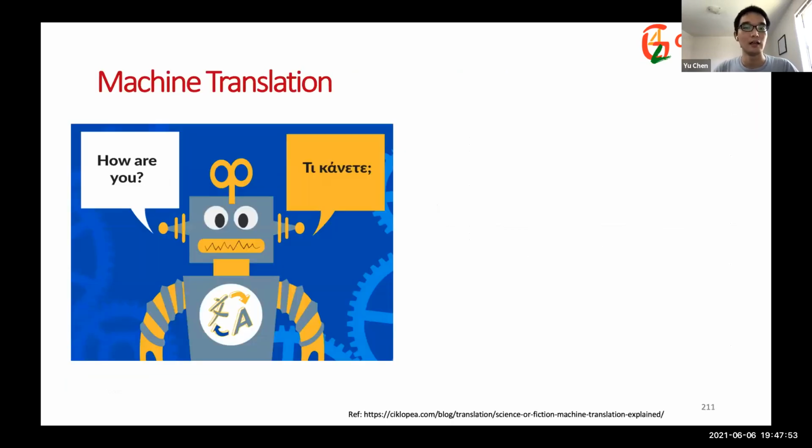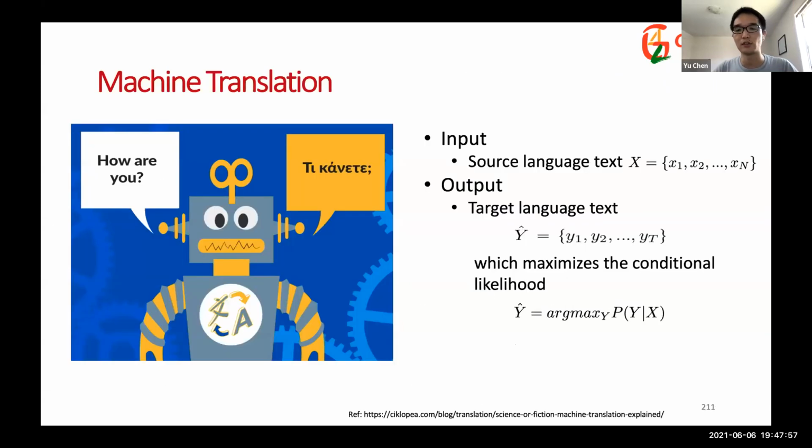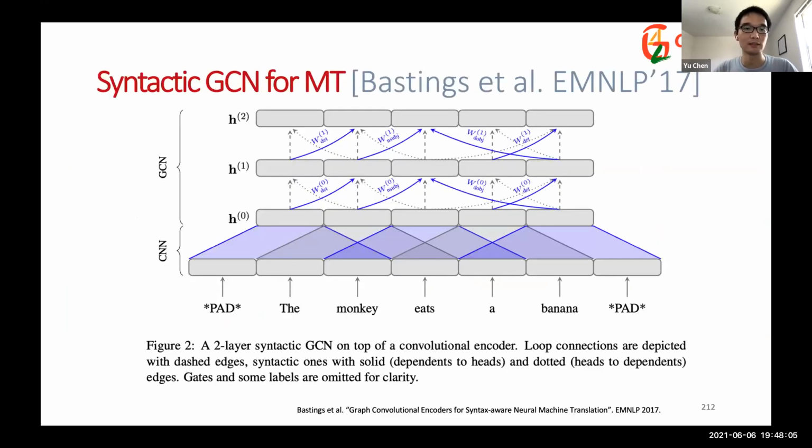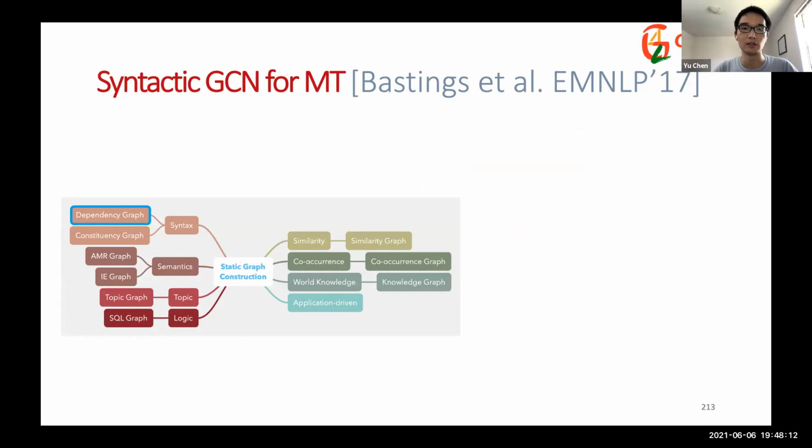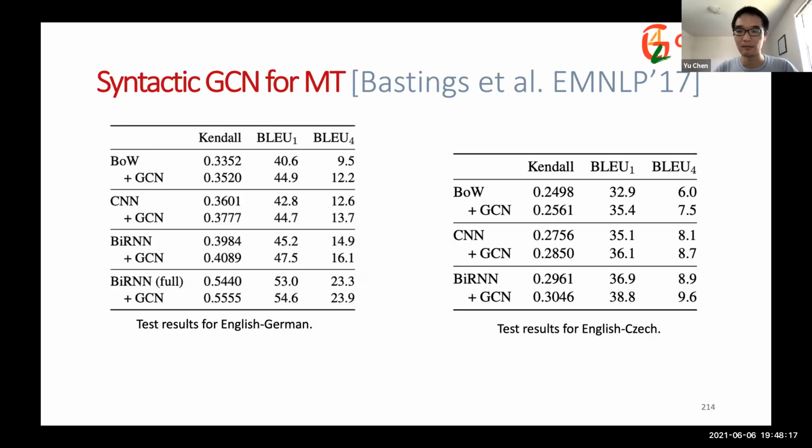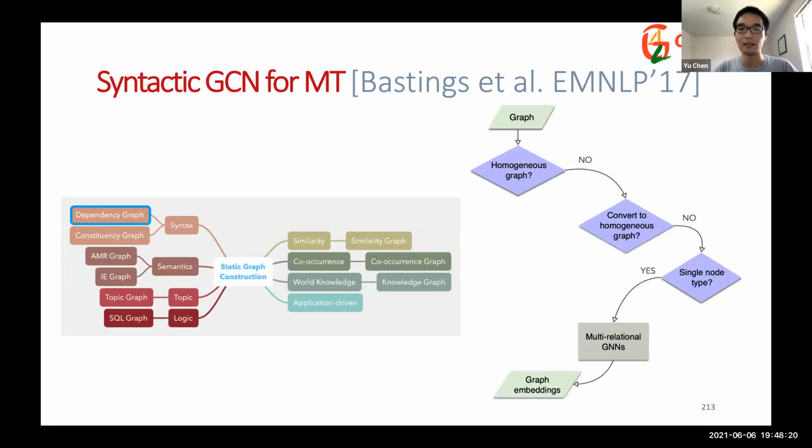So now let's move to the machine translation task. The goal of this task is to translate a source language text to a target language text. This paper proposed a GCN-based encoder to capture the syntactic information of the text. Specifically, they apply the multi-relational GNNs because they treat the dependency graph as a multi-relational graph.